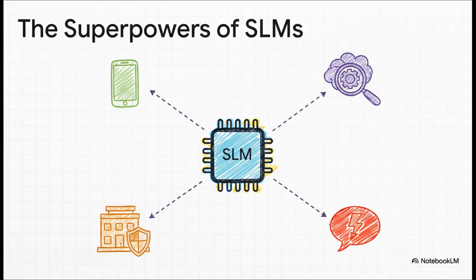And that balance gives them some serious superpowers. First, efficiency. We're talking AI that can literally run on your smartphone, not some giant server farm. That leads to accessibility, because it's cheaper and easier for smaller companies to use, and you can keep your data private by running it locally. They're also super easy to customize for specific jobs, like analyzing medical records. And maybe best of all, they're fast, giving you those instant responses you need for things like real-time chatbots.